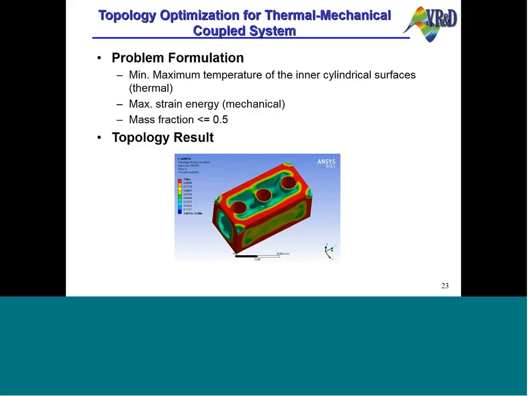In this example, we want to optimize for both thermal and mechanical structure at the same time. Basically, we want to minimize the maximum temperature on this inner cylindrical surface, and also we want to maximize energy to get a stiff structure. So we want to use 50% of material in this example, and here is the topology result. And you can see that topology created these members to make a stiff structure, and also made some holes which help dissipate the heat.